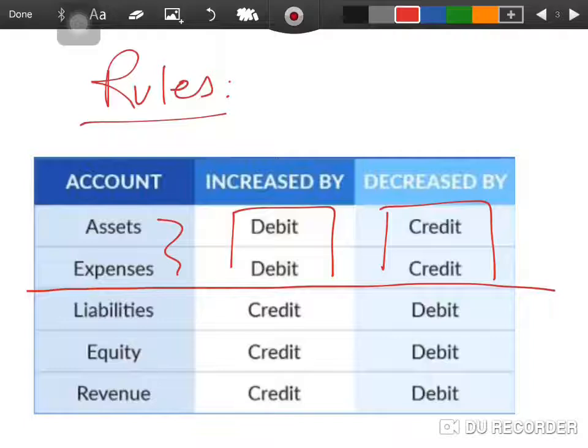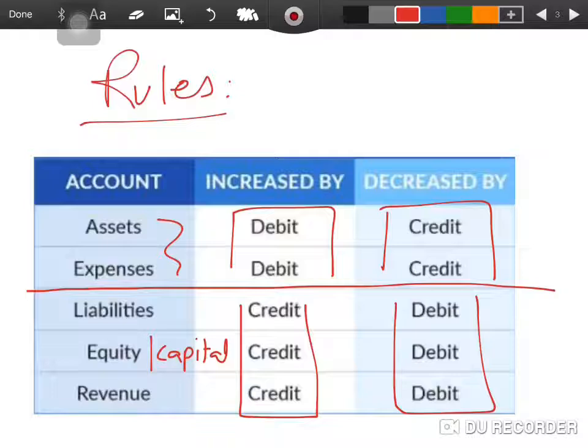For liabilities, equity and revenue, equity can also be called capital, right? So if the three of these increase, they are to be recorded on the credit side, and when they decrease, they are to be recorded on the opposite side, which is the debit side. So these are the rules that we have to keep in mind when we are recording transactions in the double entry bookkeeping system.